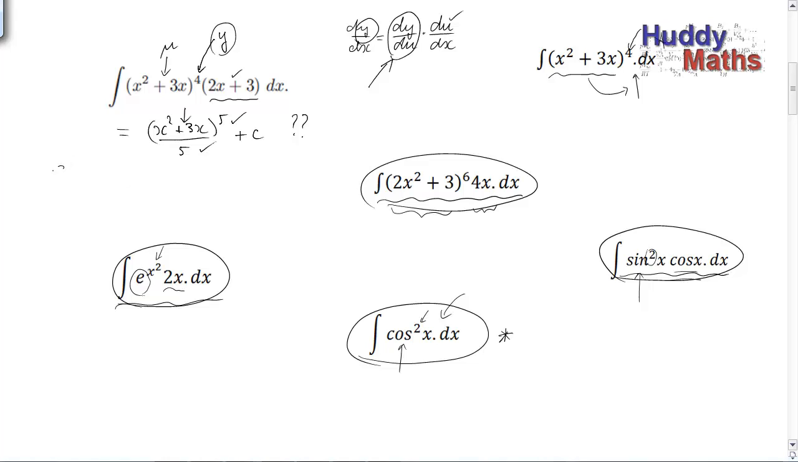Let's check it. So checking it, the derivative of this piece here is, let's put the fifth out the front, and then it's 5 by x squared plus 3x to the fourth times by 2x plus 3. Okay, that cancels, and the derivative of a constant is 0, of course. Hey, it worked. We got the function back again. What's it saying really? That is that we don't have to worry about this up here.